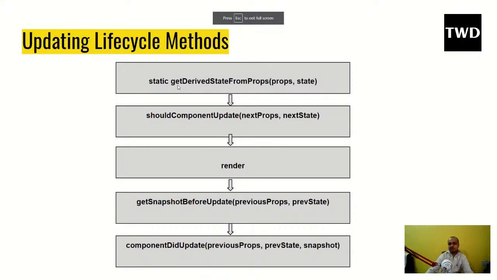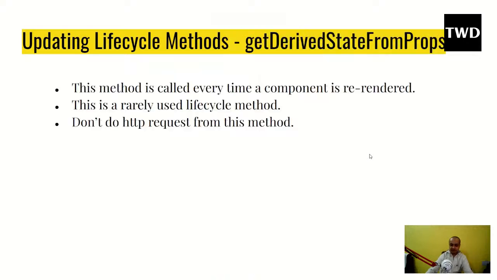So updating lifecycle methods are static getDerivedStateFromProps, again the same thing, shouldComponentUpdate, which is a new method, and this is the order: render, after the render there is getSnapshotBeforeUpdate, and componentDidUpdate. So here we are seeing three new methods: shouldComponentUpdate, getSnapshotBeforeUpdate, and componentDidUpdate. And componentDidMount doesn't run when the updating lifecycle methods occur, which we'll soon do manually by changing the state. Okay, so first is getDerivedStateFromProps.